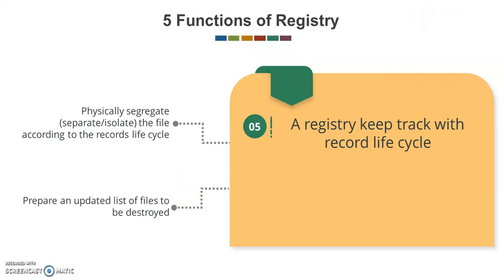And organizations definitely need to prepare an updated list of files to be destroyed, because every day they will have new records created and there will be new places we need to keep the records. So separating the old records and the new records will help us reduce the space for keeping the records. And usually the records for inactive use will be kept in the record center, or we call it an intermediate record center.